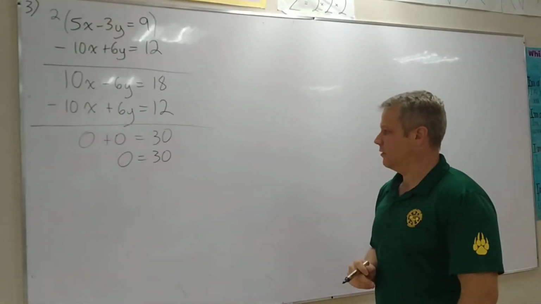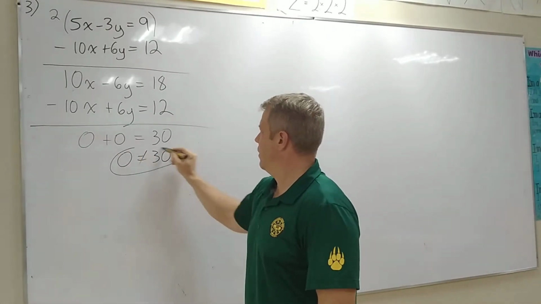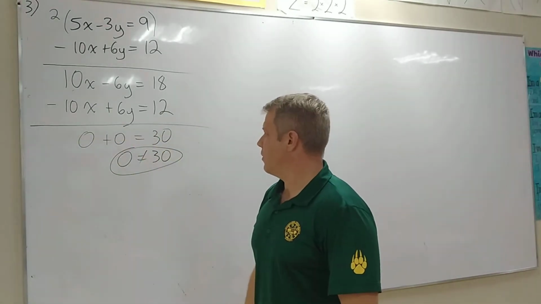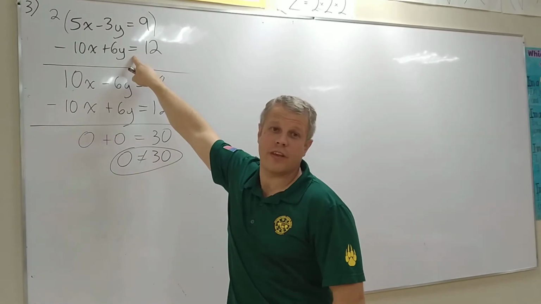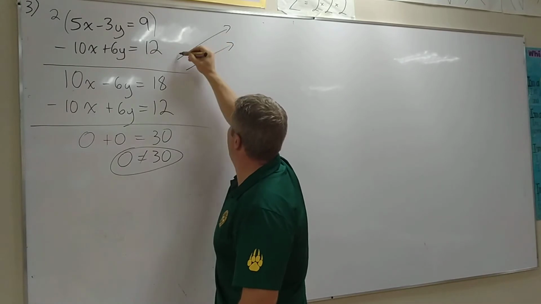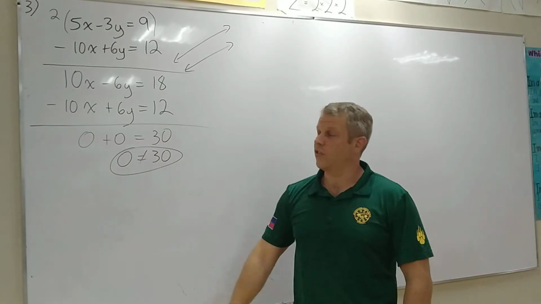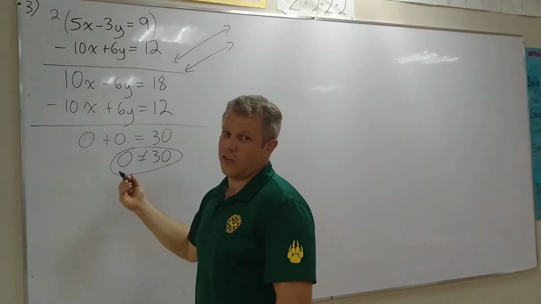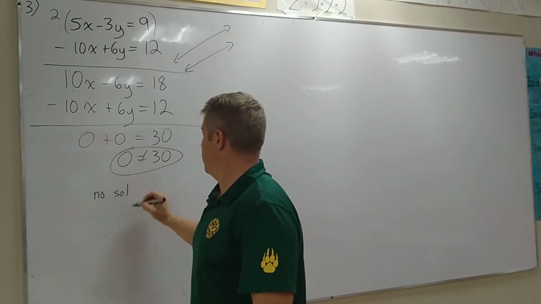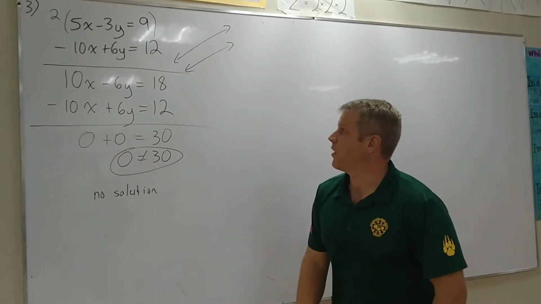How can that be? Well, this clearly is not true. There's no value that we can substitute that would satisfy both equations. If we were to graph this, we would have two parallel lines. We saw that before, there's no intersection, so there is no solution to the system. So in this case, this is a special case: there are no solutions. No solution. That's a special case.